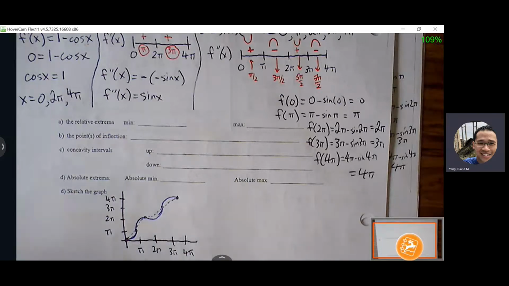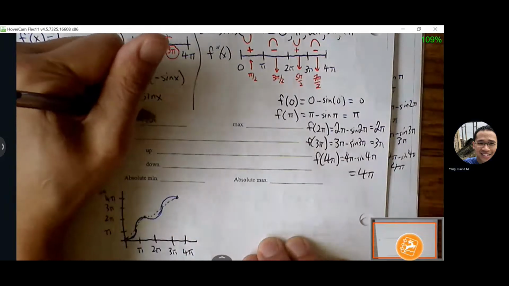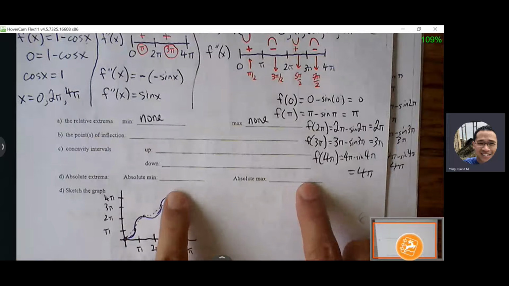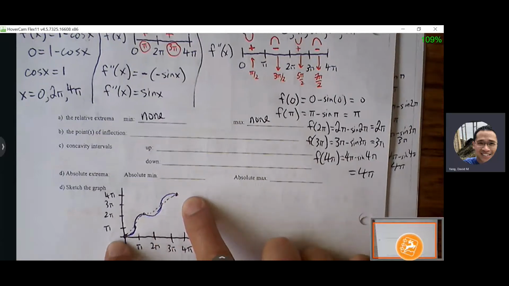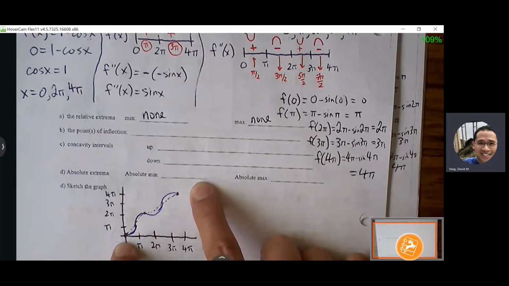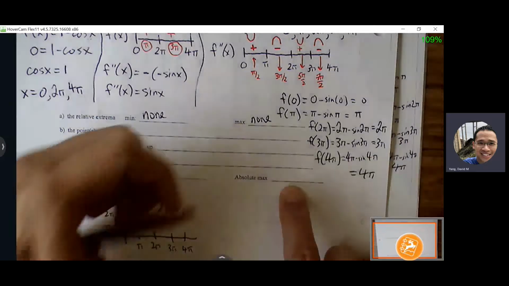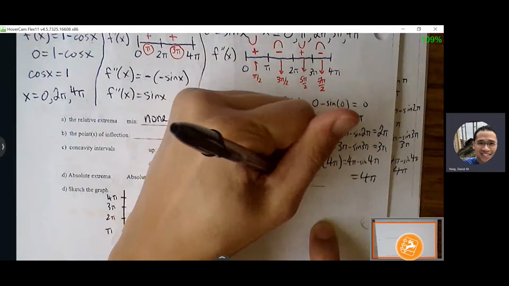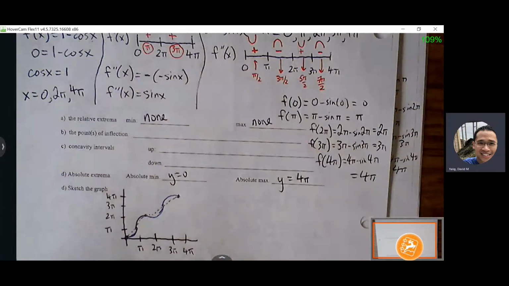Okay, relative max, relative min, we don't have any. For absolute max and absolute min, just look at the graph and locate your highest and lowest y value. Lowest y value is 0, highest y value is 4 pi. Remember, absolute max and absolute min is just dealing with the y value, not the ordered pair.